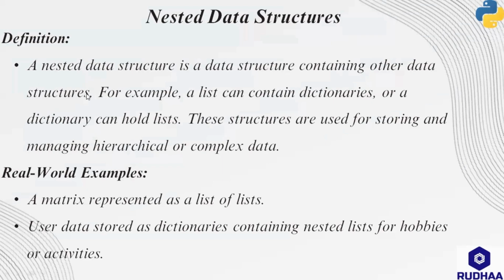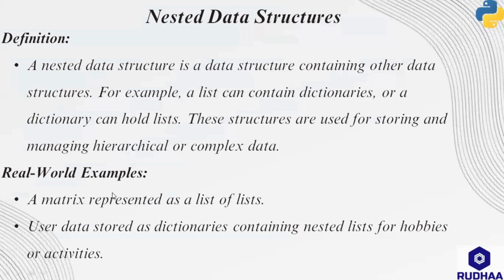So that is given in the definition part. A nested data structure is a data structure containing another data structure. For example, a list can contain dictionaries, or a dictionary can hold a list. These structures are usually used to store and manage hierarchical data. So when we are dealing with hierarchical data or some complex data, we have to go for nested data structures. That means we have to put a list inside a dictionary, or put a dictionary inside a list. In those cases, we can use nested data structures.